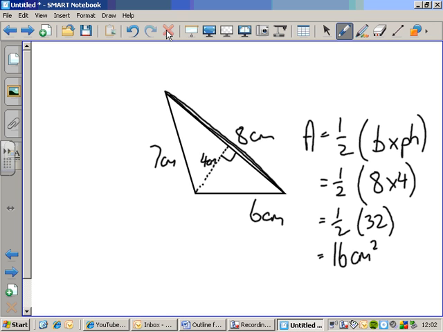Just be aware that the base is not necessarily the bottommost of the lines of your triangle. That's the area of a triangle. That's the formula: area equals half of base times the perpendicular height. Apply it with the right measurements and you can't really go wrong.